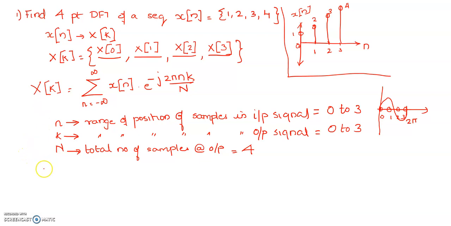So we can modify our equation as follows. X of k will be equal to, when we modify, the range of n can be converted from minus infinity to infinity because our sample space lies in the region of 0 to 3. So we can write it like n equal to 0 to 3 x of n e raised to minus j 2 pi n k by capital N. So here we have an assumption about what is n, what is k, and what is capital N. So we'll move ahead and do the problem.